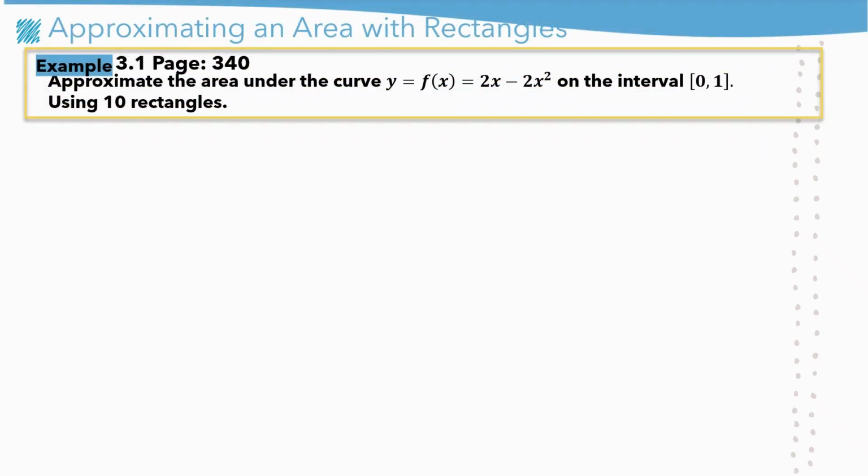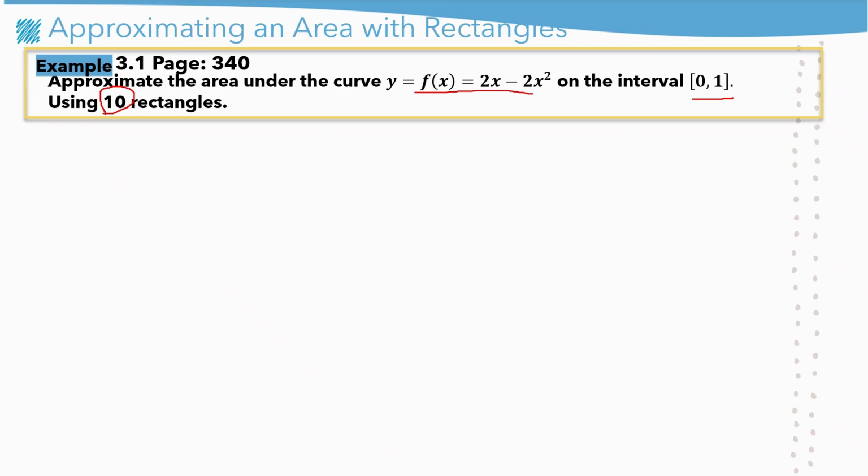In our first example, approximate the area under the curve y equal to f of x equal to 2x minus 2x square on the closed interval 0, 1. Here I used n as 10. That means using 10 rectangles.